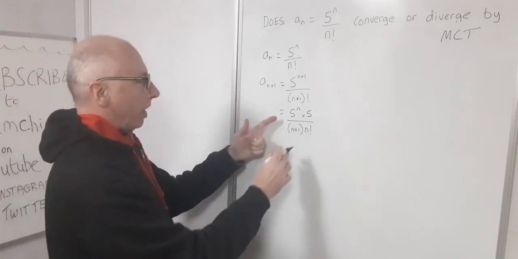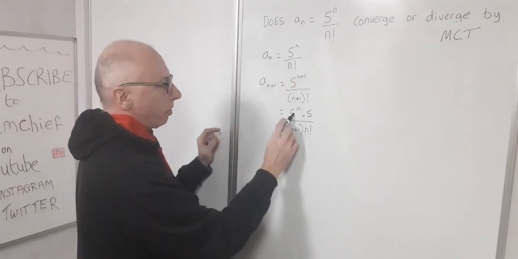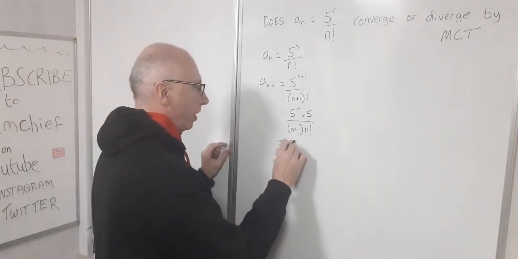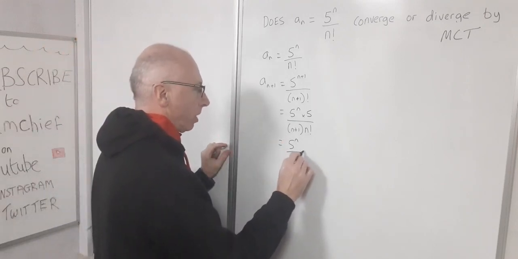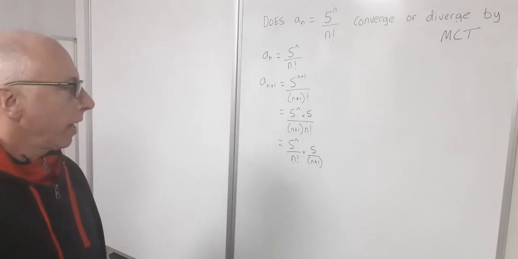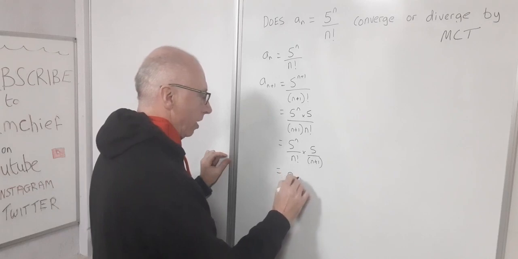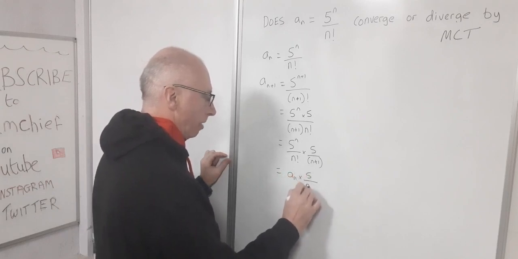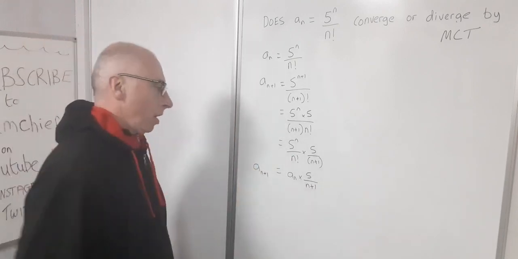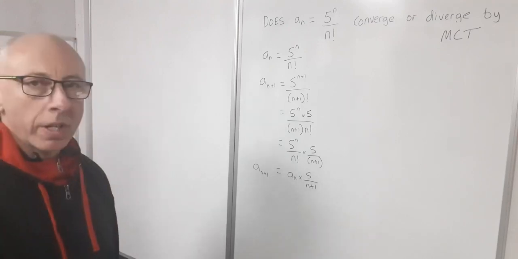Now if you have a look at that very closely, we can see a n is embedded in that. We've got 5 to the n over n factorial, which is these two parts of our term. So we can rewrite this as 5 to the n over n factorial times 5 over n plus 1. And this is then a n times 5 over n plus 1. So that's our a n plus 1. Now, is this strictly increasing or strictly decreasing? That's what we want to know.